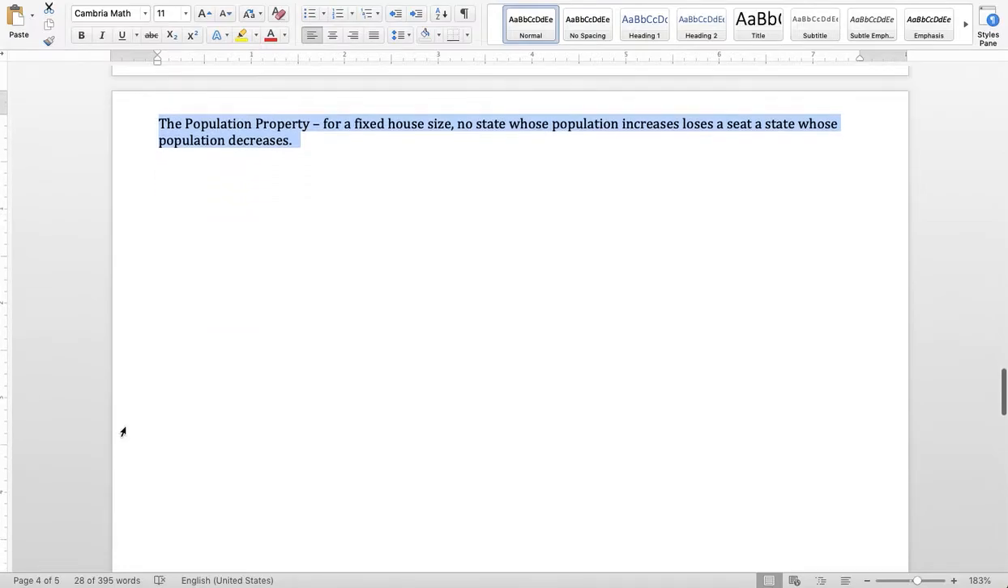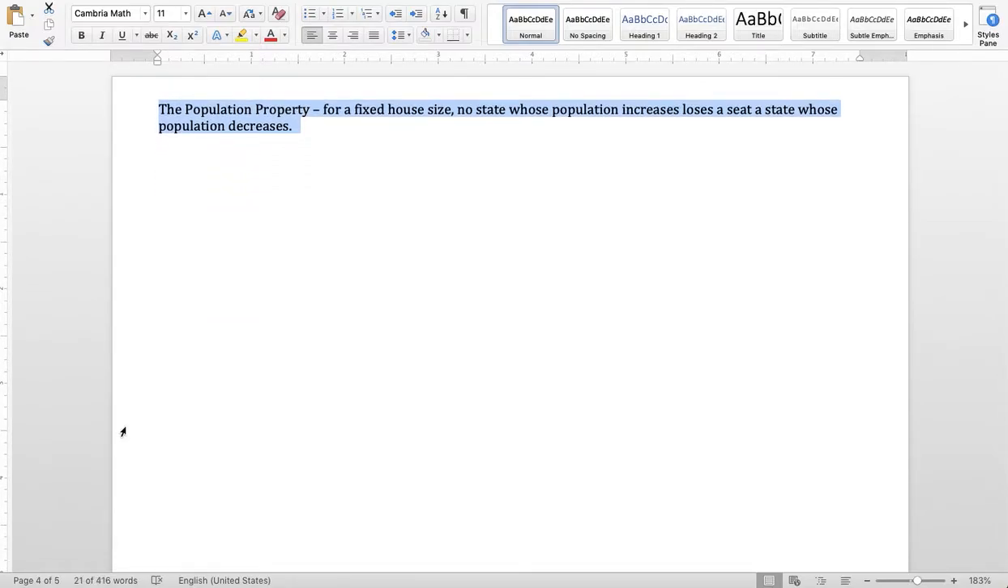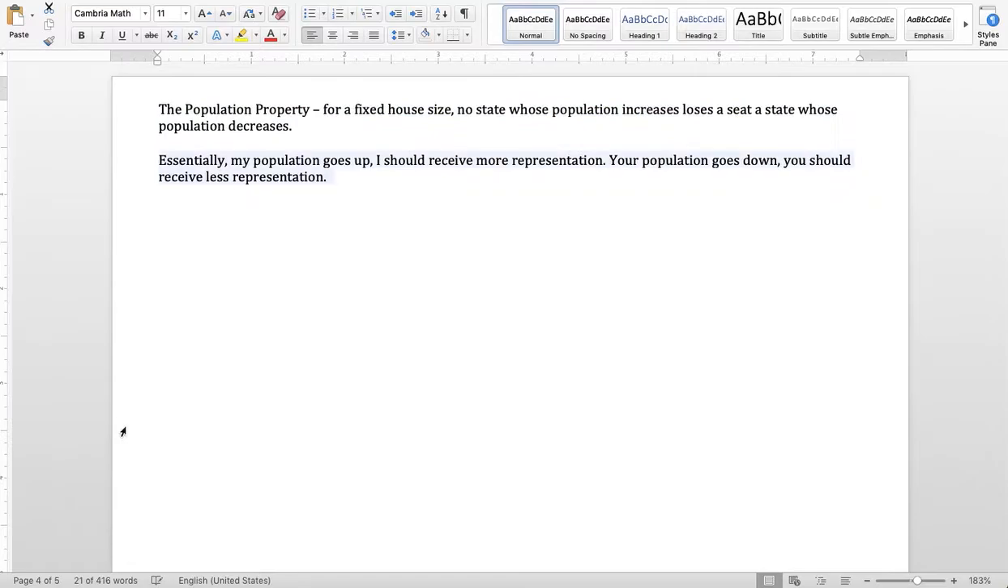Our third and final apportionment property we're going to look at is called the population property. For a fixed house size, if my population increases, I should not lose a seat to a state whose population decreases. So this is looking at when people are moving around. This showed up in the country with the westward migration in the late 1800s. People were moving west, new states were being added. Certain states were losing population because they were moving towards California, towards the west. Happened that states would have their population increased, but at different rates to those that were decreasing. The problem that showed up was that states, their population was increasing, they ended up with less representation. The idea behind this is, my population goes up, I should receive more seats, more representation. Your population goes down, you should receive less representation. It does not always happen that way.